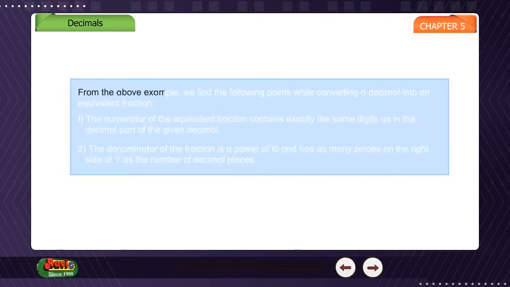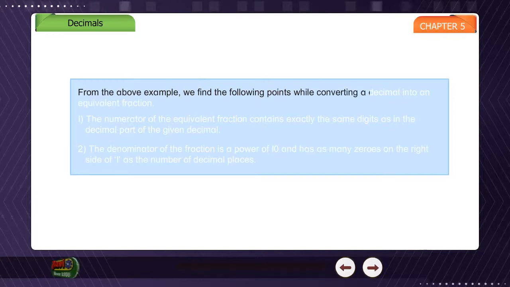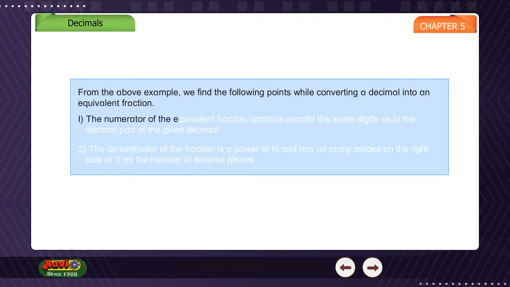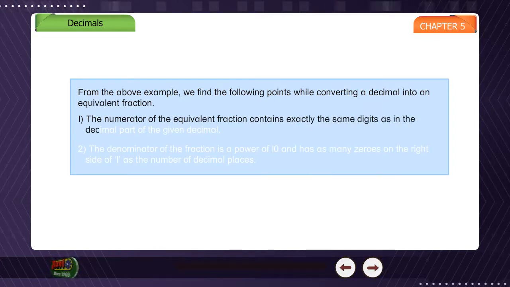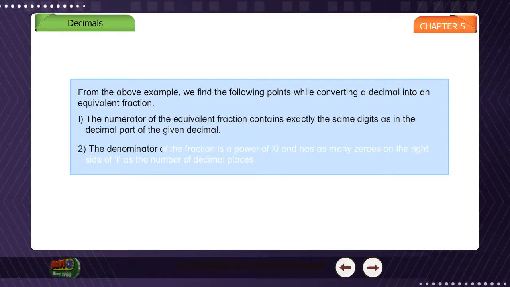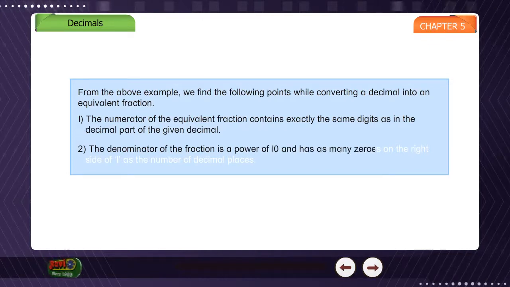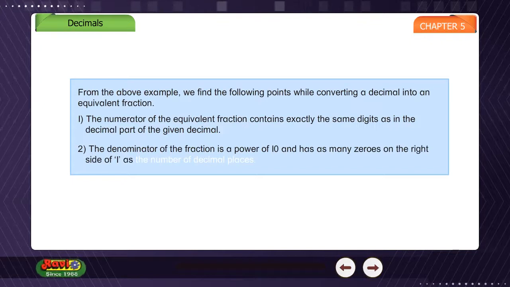From the above example, we find the following points while converting a decimal into an equivalent fraction. 1. The numerator of the equivalent fraction contains exactly the same digits as in the decimal part of the given decimal. 2. The denominator of the fraction is a power of 10 and has as many zeros on the right side of 1 as the number of decimal places.